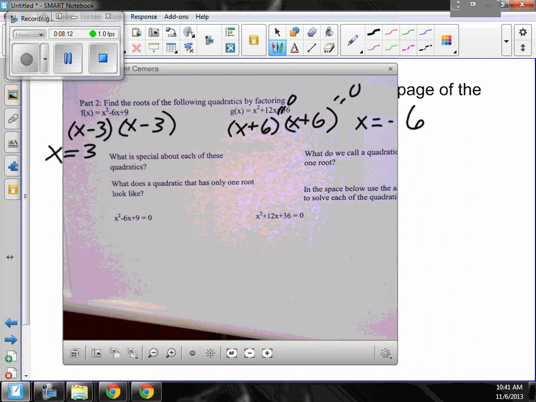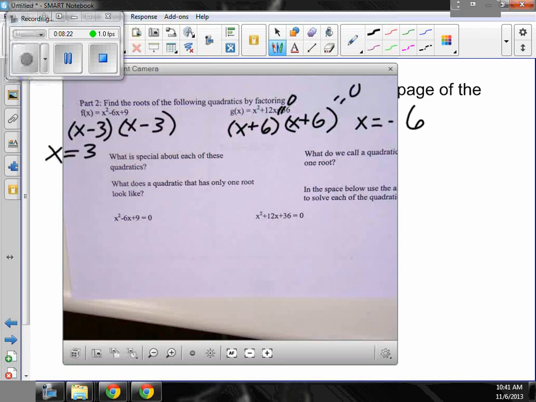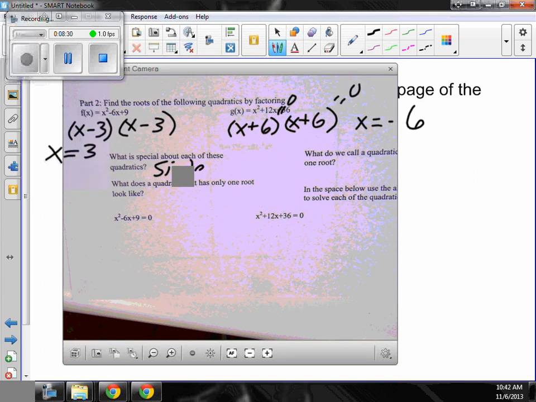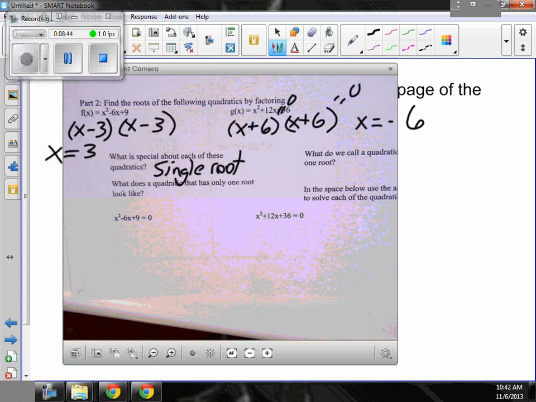Okay, first question asks, what is special about these quadratics? Ooh, they're not conjugates. Conjugates are plus and minus. This is plus and plus or minus and minus. So both of these have a single root. The first one was 3 and 3, and the second one was negative 6 and negative 6. Whenever that happens, we call these quadratics perfect squares.